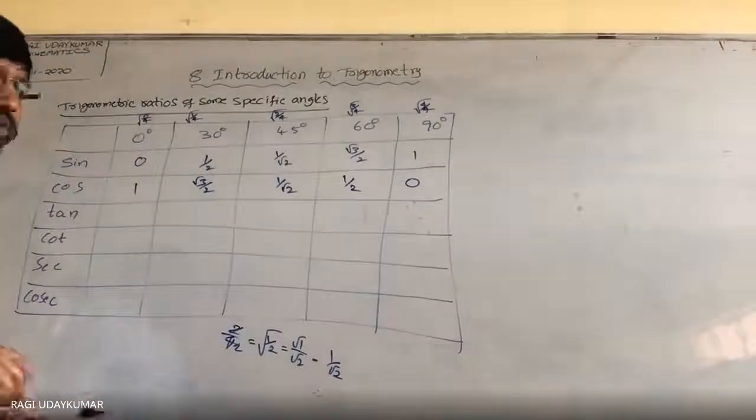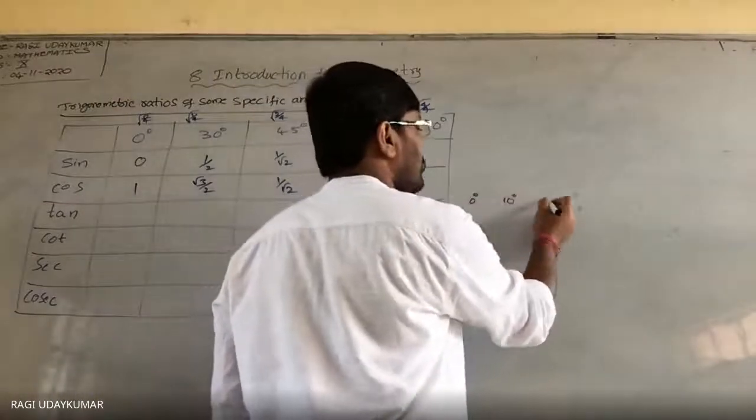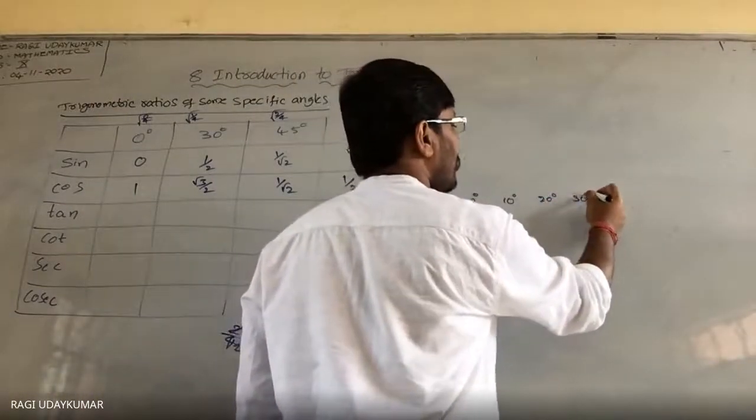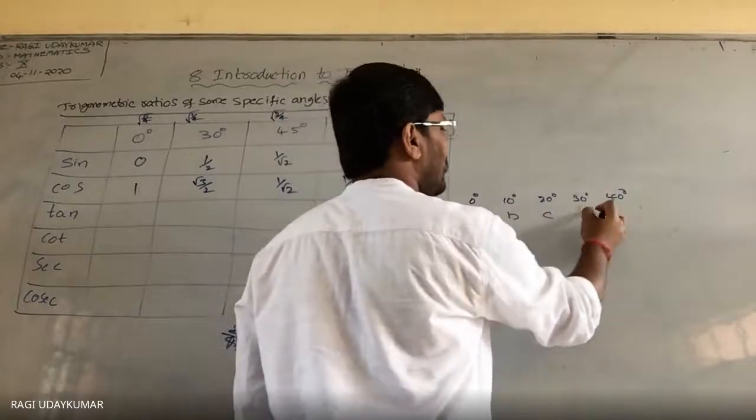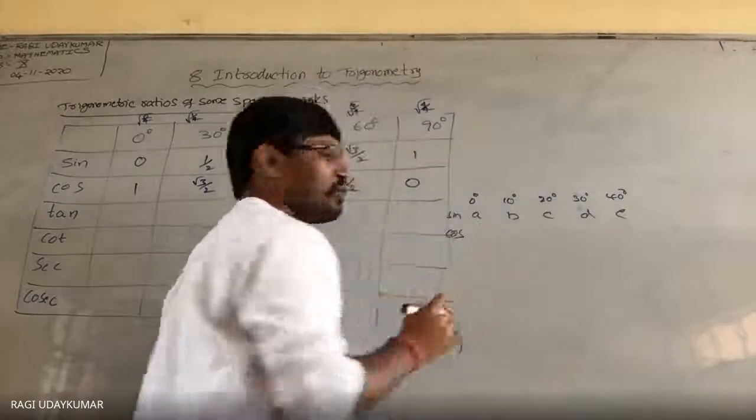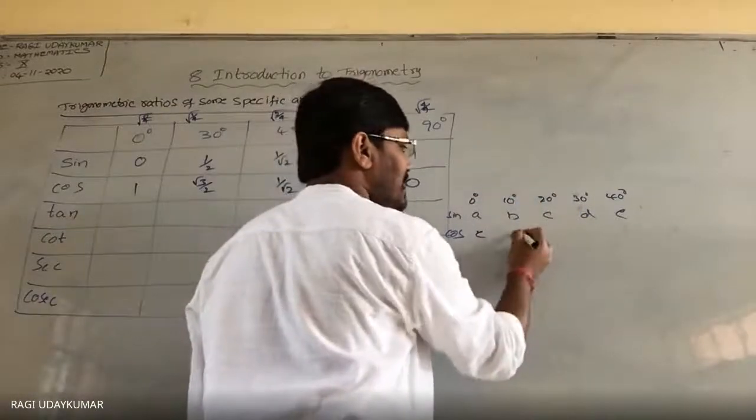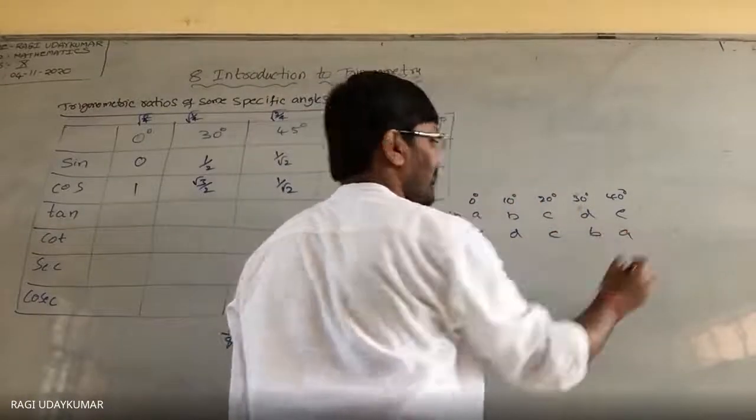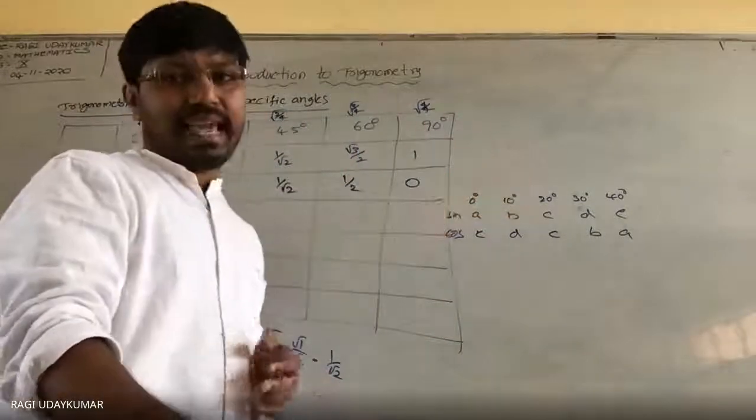90 होना. Suppose if I am giving to you, some students will get confused. 0 degrees, 10 degrees, 20 degrees, 30 degrees, 40 degrees I have given you. Sin values I have given you A, B, C, D, E. Cos values क्या है? बोलते बहुत ज़्यादा लोग गलत क्या करते हैं पता है? वो E इधर लिखता है, ये D इधर लिखता है, C, D, A ये लिखता है, but ये wrong.